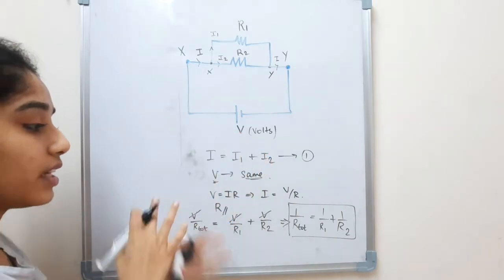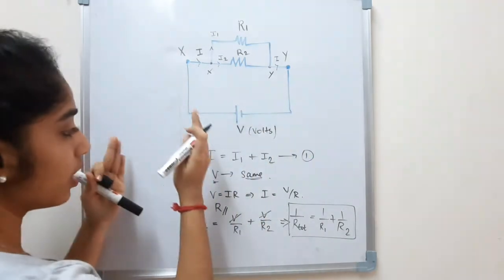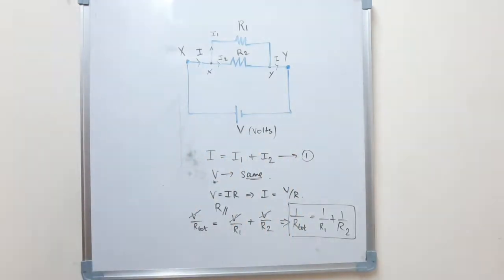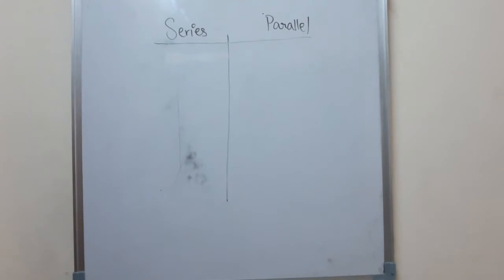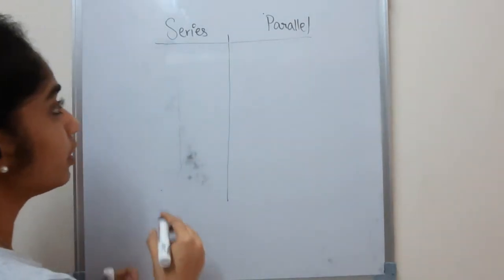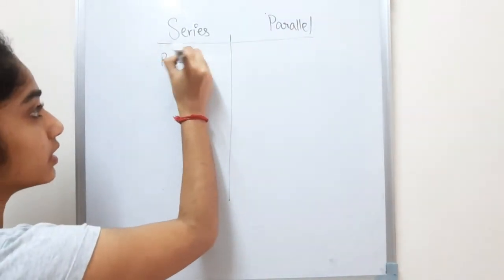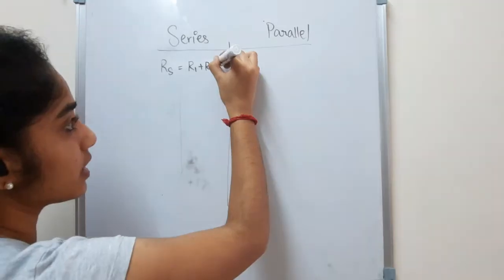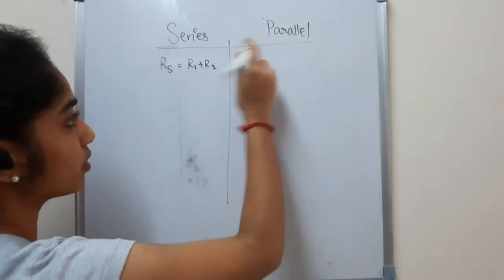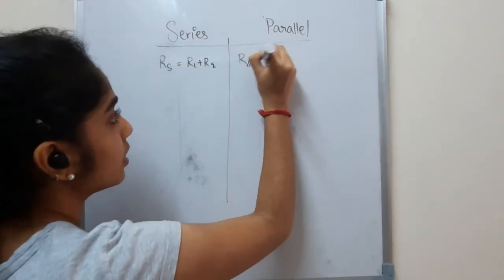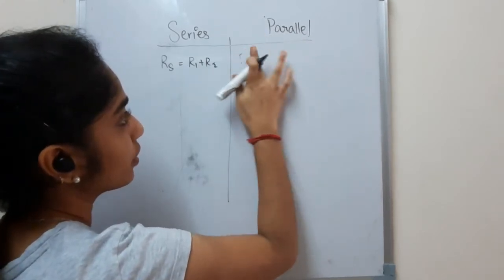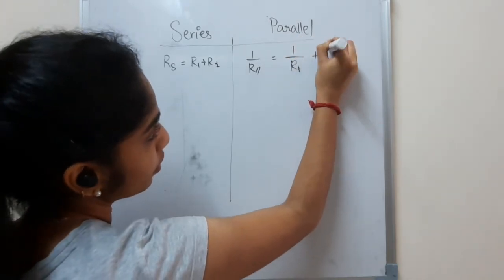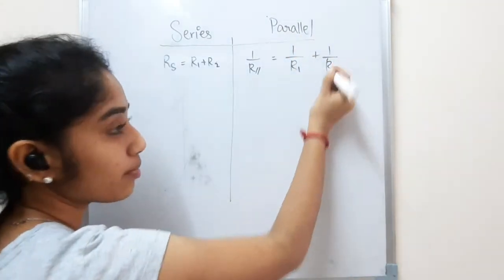So I'll tell you how to remember the parameters for circuits with series resistance and parallel resistance. So split it into two. For series, we know that R series is equal to R1 plus R2. This is the total resistance. If you have more, obviously, you just add them all to get the total resistance. And 1 by R parallel is equal to 1 by R1 plus 1 by R2 if there are two resistances in parallel.